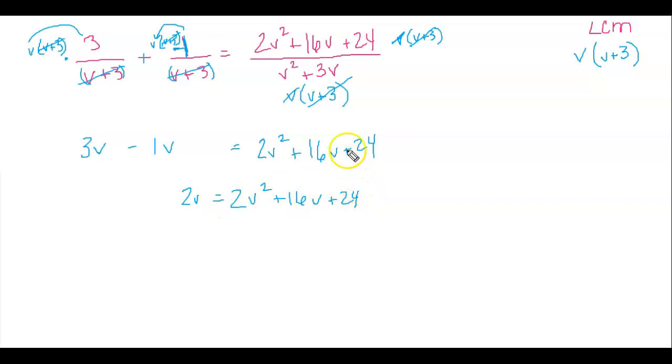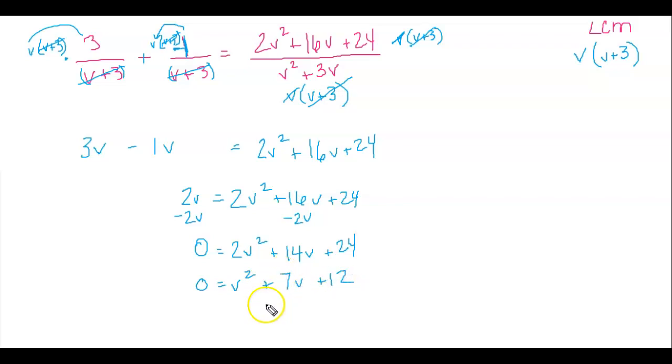It's quadratic, so I do need to get it equal to 0. I'm going to subtract 2v from both sides. So I get 2v squared plus 14v plus 24. I notice they're all even, so I can divide everything by 2. So I get 0 equals v squared plus 7v plus 12. And two numbers that multiply to equal positive 12 and add to equal positive 7 are 4 and 3. So it did factor. And I get v is equal to negative 4 and v is equal to negative 3.